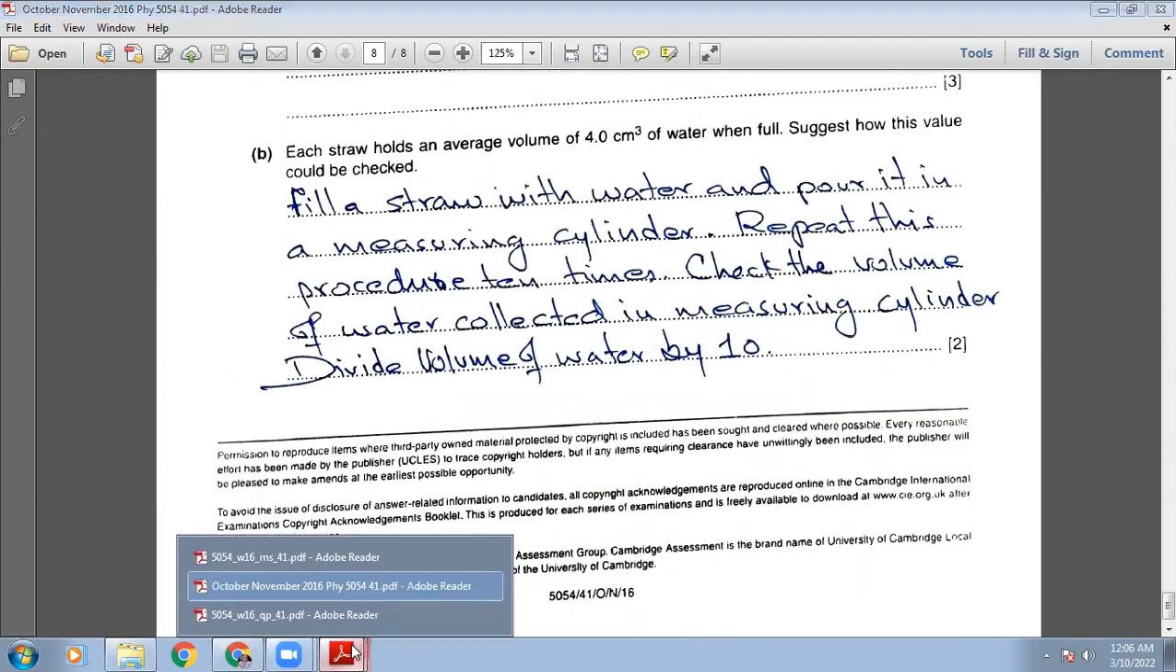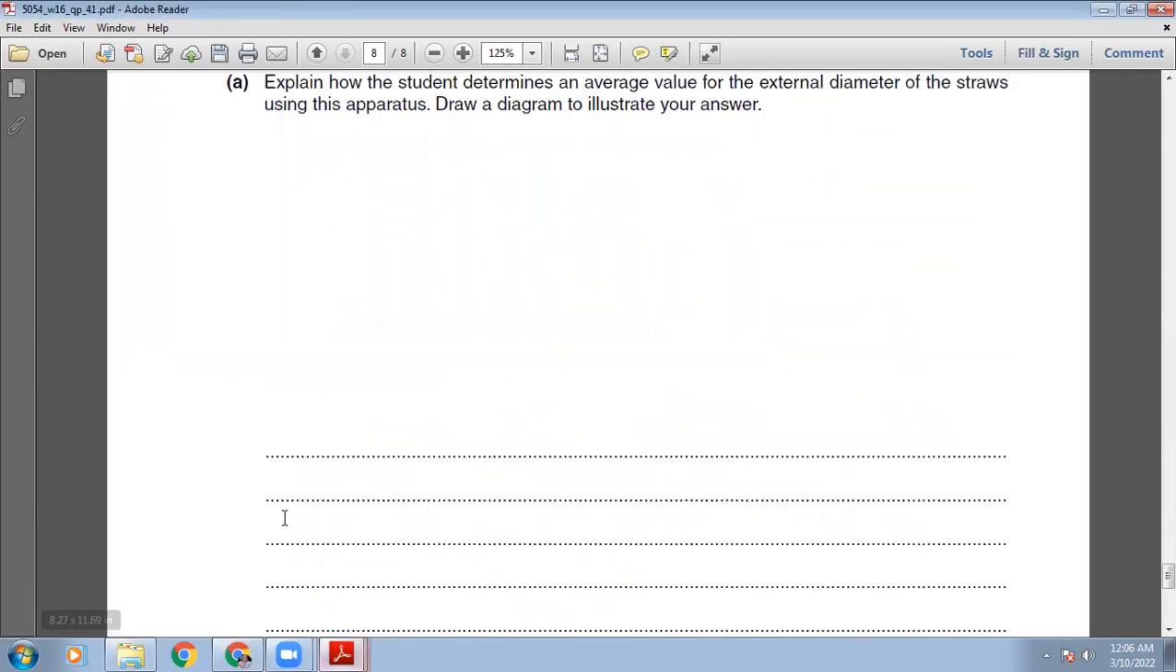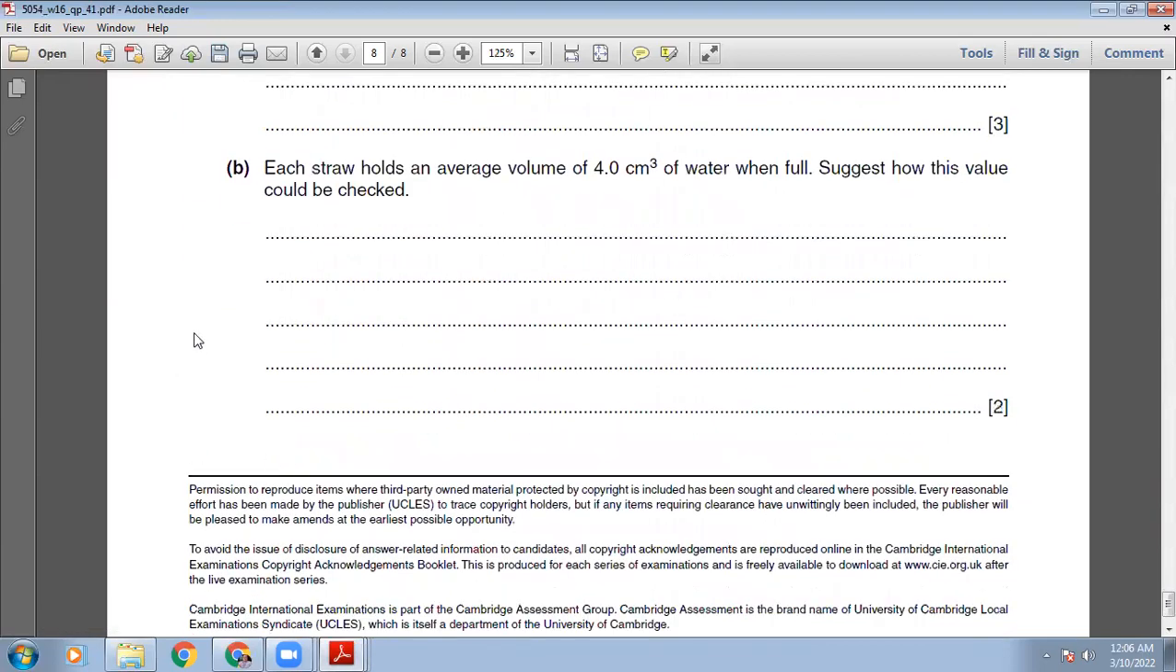He says each straw holds an average volume of 4 centimeter cube of water when full. So guess how this value could be checked. You see, the method is very simple.